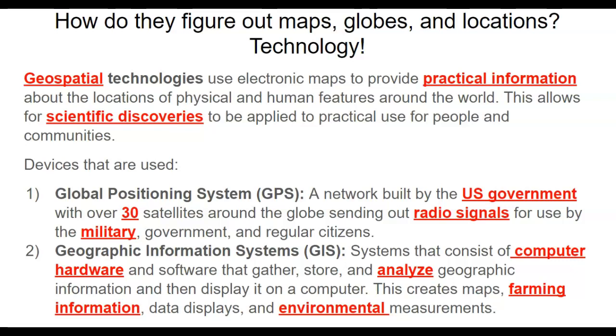In the end, we can have many resources to figure out our globes and maps and locations, but these are the two main ones we look for.